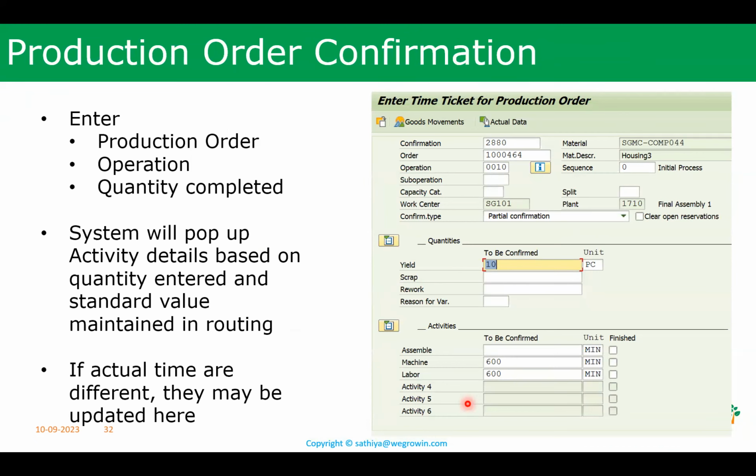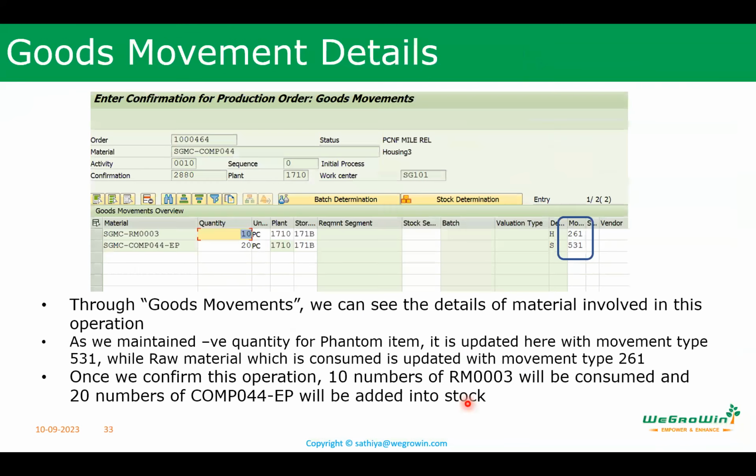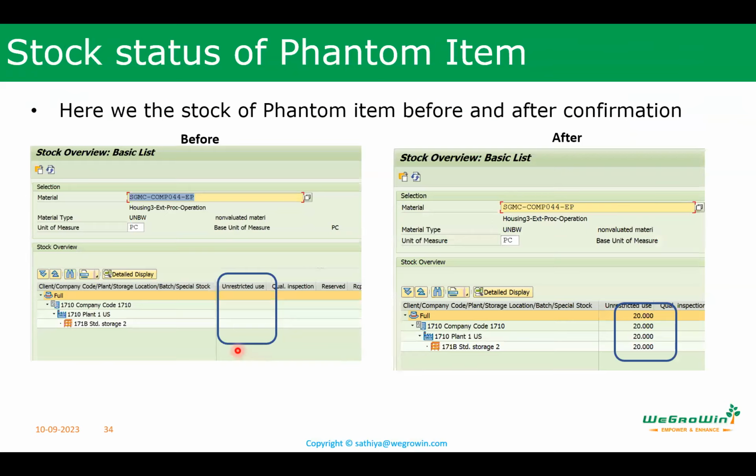And then in the production order, we confirm the first operation. The moment we confirm the production order, what is going to happen? The 10 pieces of raw material will be consumed, but the external procurement component, the dummy component, should be read as 10, not 20. It will come as movement type 531. It will come into stock. So if you go and see the stock before confirmation and after confirmation, the stock will come into the stock.